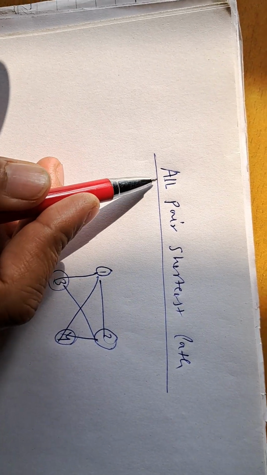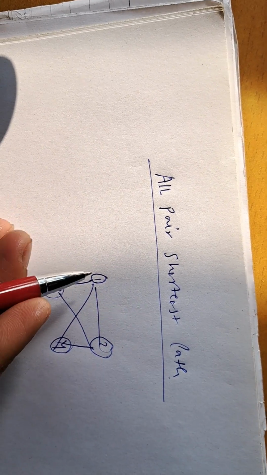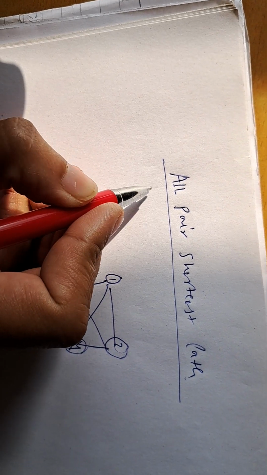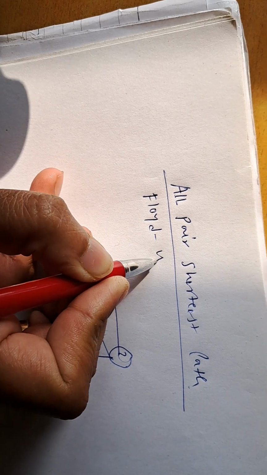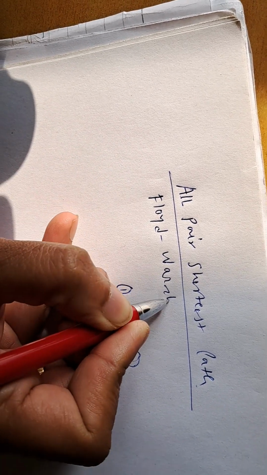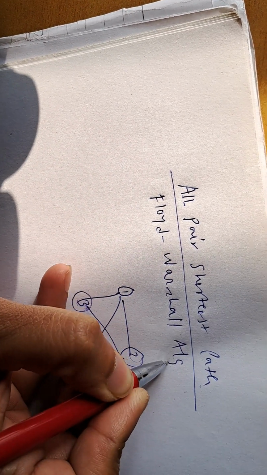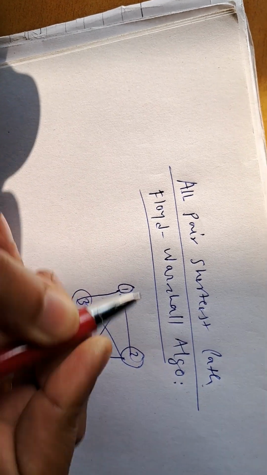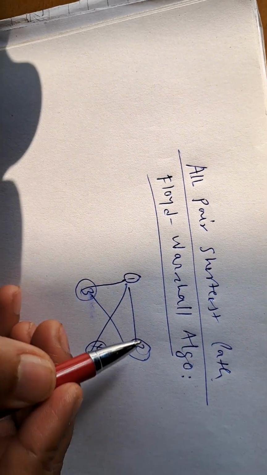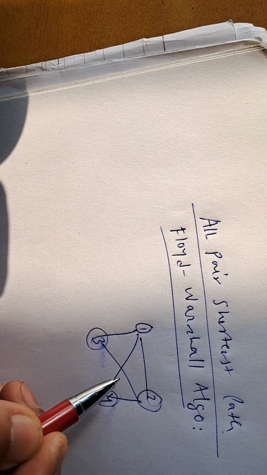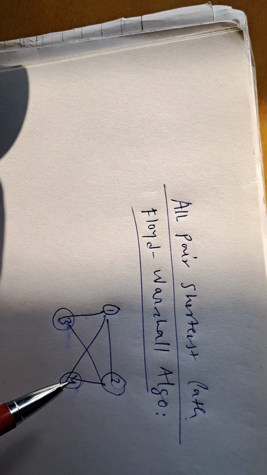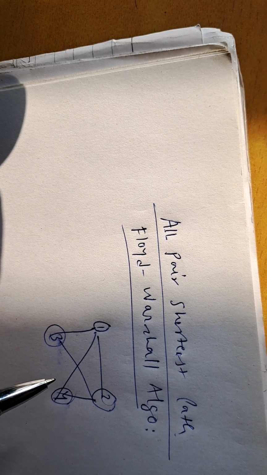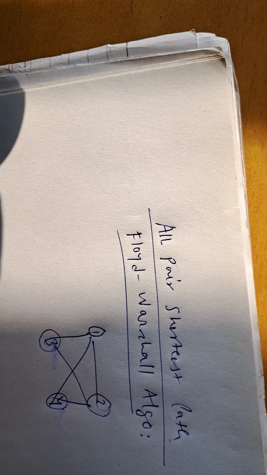So let's start another topic, that is all pair shortest path. A very popular algorithm for this particular problem is the Floyd Warshall algorithm. If you remember our last lecture on single source shortest path, we have seen Dijkstra's algorithm, and another example we have seen is Bellman-Ford. Both of these are basically for single source shortest path.